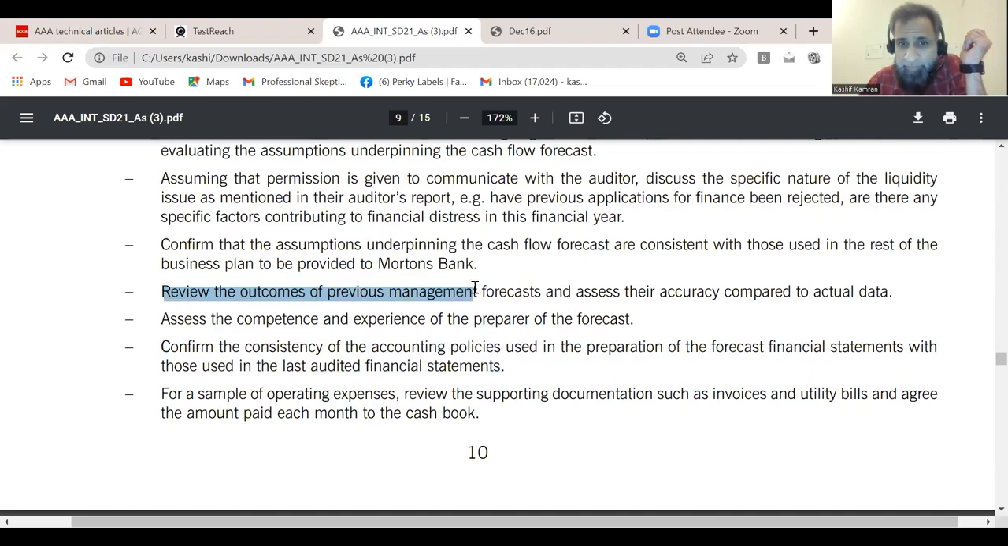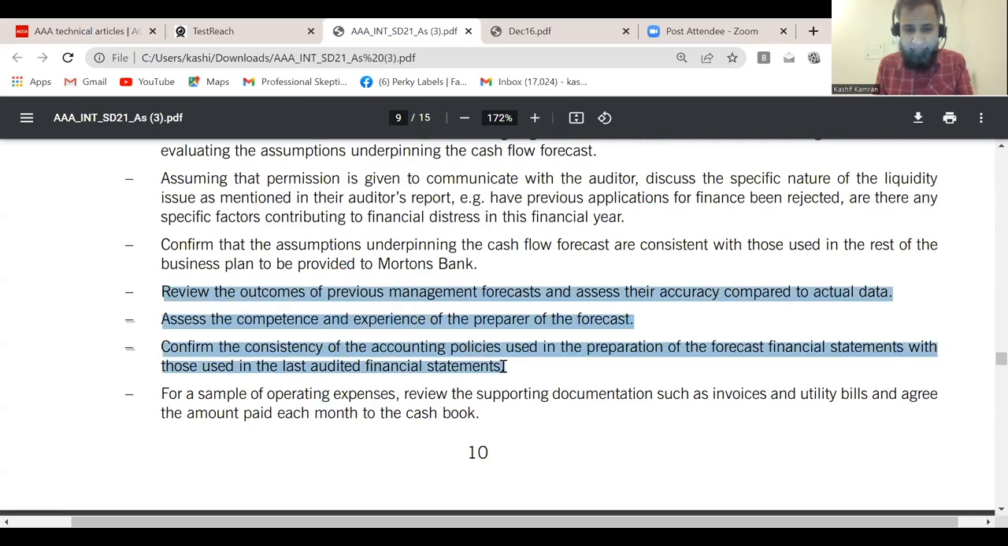Review the outcome of the previous management forecast versus the actual results. If the management has previously made any forecast, what was the actual result? What was the variance between the actual and the forecast last time? If the variance is less, can we rely on the forecast prepared by the management? So these are journal procedures, right? Look at these journal procedures. If I just copy them from here, 1, 2, 3, and take it back to the Word file, because I need to show the criticism of the examiner.